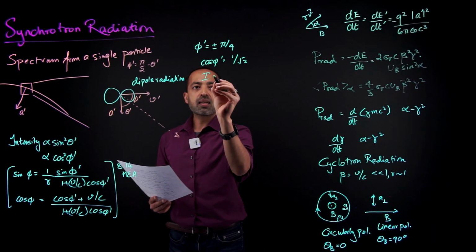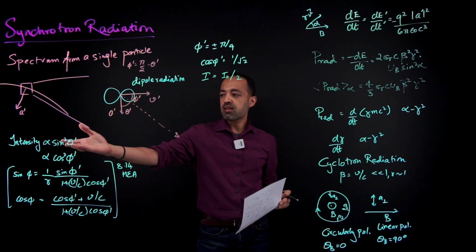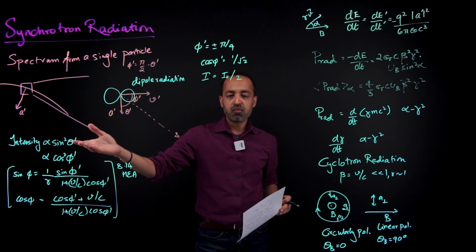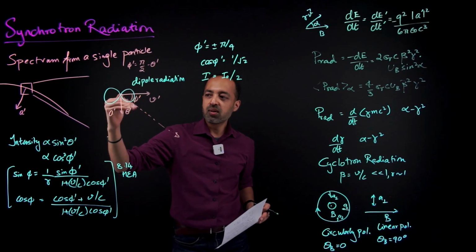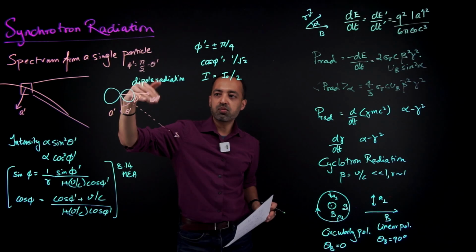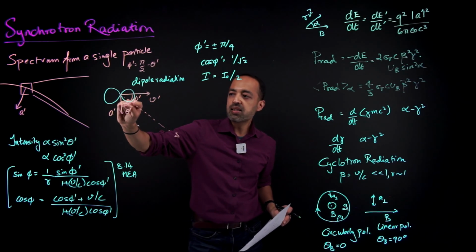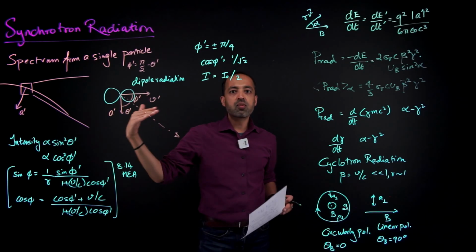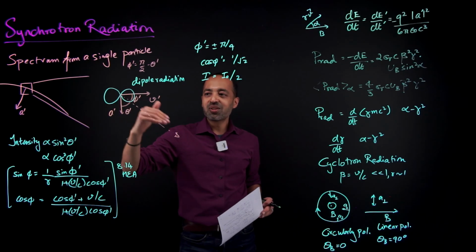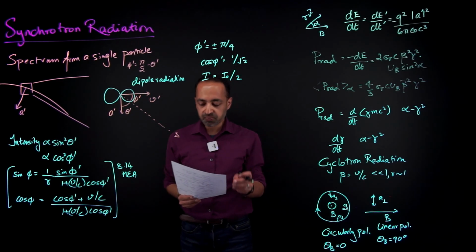Because that's the value where the intensity is half the maximum intensity, right? Because the intensity has this cos squared phi prime pattern. So at an angle 45 degrees with respect to the acceleration vector, or with respect to v, you get an intensity that is half the peak intensity. In that direction, the intensity that's emitted is half of the intensity in the peak direction.